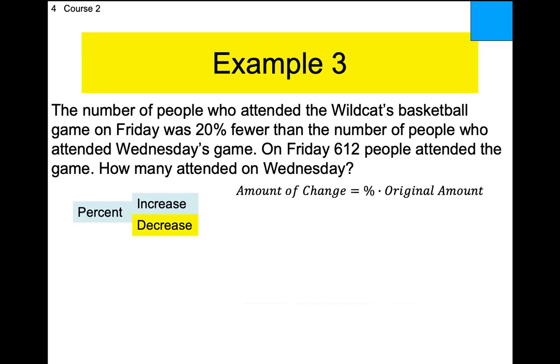Well, we just go to our formula. This is a decrease. How do I know it's a decrease? It says fewer. Okay. So if it's a decrease, now we got to figure out what came first. What came first, Wednesday or Friday? So I got Wednesday, I got Friday. So that means the original amount is which one, Wednesday or Friday? Do we know how many people came on Wednesday? That's my X.